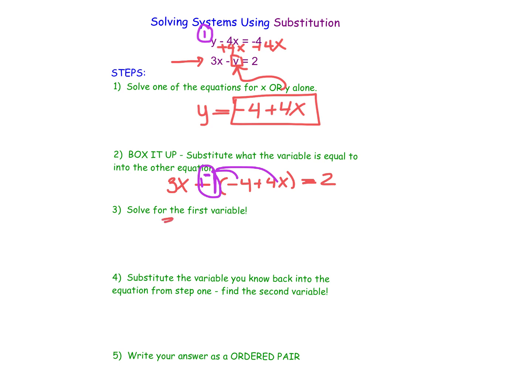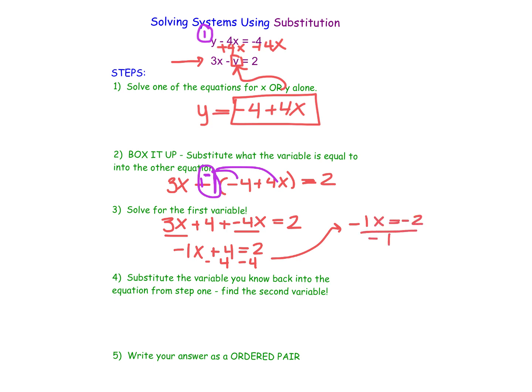So here I have 3x, negative 1 times negative 4 is plus 4, and then plus a negative 4x is equal to 2. And then from here I notice that I have like terms on the same side of the equation. So I have negative 1x plus 4 is equal to 2. Subtract 4 on each side, and I end up with negative 1x is equal to negative 2. Divide both sides by negative 1, and I find that the x-coordinate in the point of intersection for these two lines is x is equal to 2.